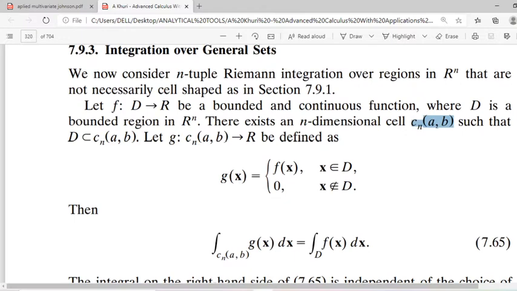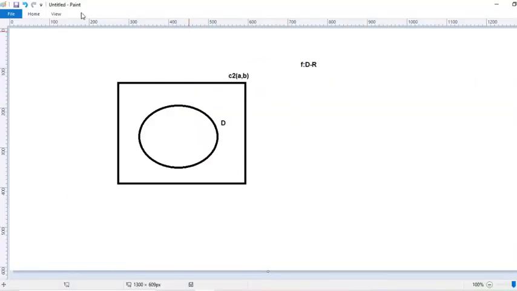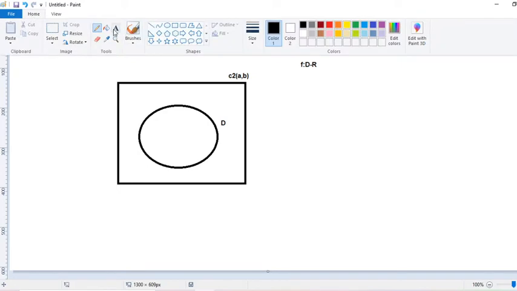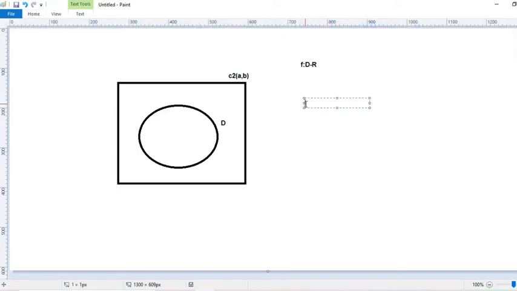So let us define a new function, g of x. So g of x will be f of x over the region D and 0 over the region outside the region D. So we have to define a function. We will define a function g.